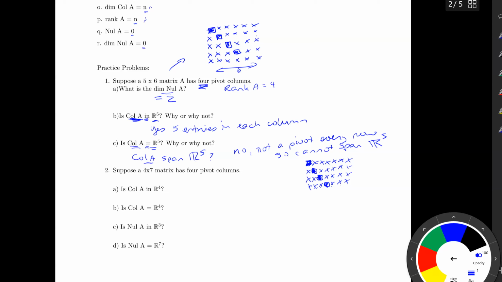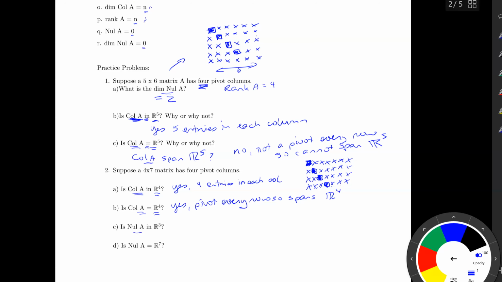Okay, so is Col A in R4? Do the columns have 4 entries? Yes, there are 4 entries in each column. Okay, is Col A equal to R4? Can I get to everything in R4 from linear combinations of the columns of A? Yes, because there is a pivot in every row, so the columns of A span R4.